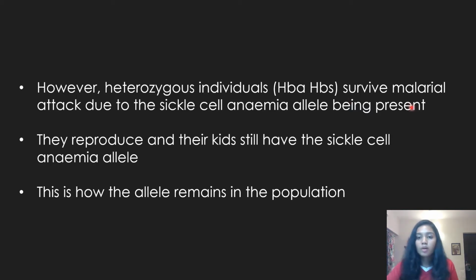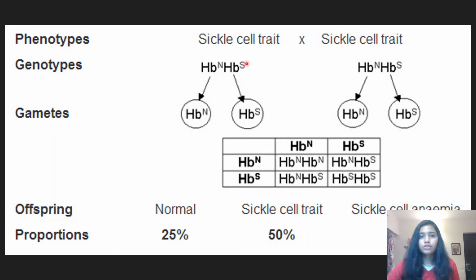Now we're going to look at the Punnett square diagram and the cross of how the allele stays in the population. It's very important. You can get this for a good 5 marks. So again, N here is for normal blood, S is for sickle cell anemia. So you have the phenotypes, that is sickle cell trait and sickle cell trait. The trait is there, but they produce normal hemoglobin. So you have heterozygous parents, because they have one allele for normal blood, one allele for sickle cell. Same here. So we draw this out here.